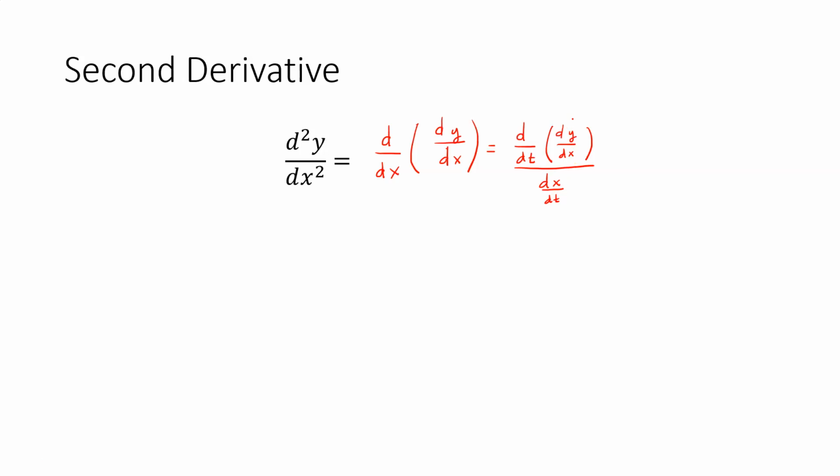Okay. So this is our first derivative that we found, dy over dx, which is going to be in terms of t. So we're taking the derivative of that with respect to t again, and then dividing by dx over dt again, the derivative of the original x equation. Okay, so let's be careful. It's not just a matter of taking the derivative of dy over dx with respect to t. We have to divide by dx over dt.